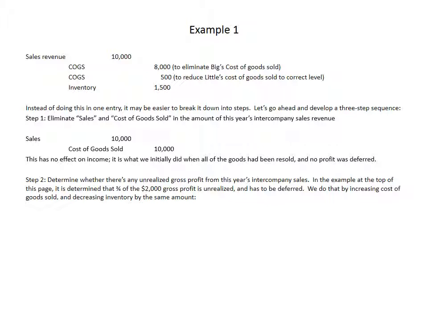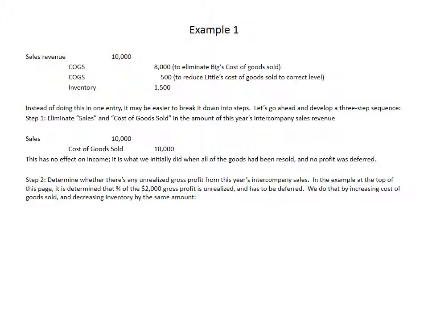Now we step back and ask, has all that profit been realized? Is there any merchandise that hasn't been sold yet? And if so, step 2, we're going to go ahead and defer any unrealized gross profit from this year's intercompany sales. And again, in the example we've been working with, we assumed that 3/4 of the merchandise has not been sold yet, which means that 3/4 of the gross profit is unrealized and has to be deferred.